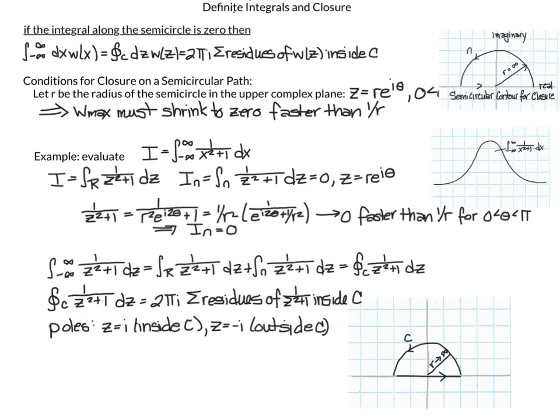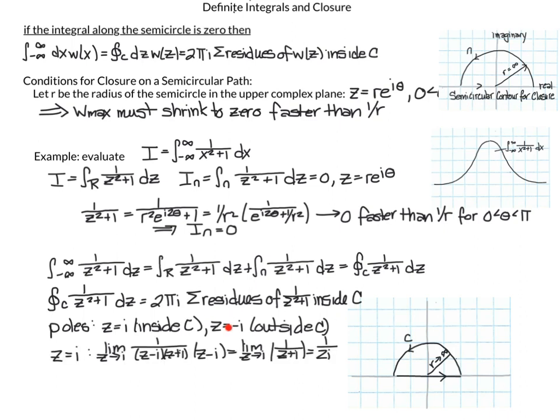Our function w(z), 1 over z squared plus 1, has two poles at z equals i and z equals minus i. So z equals i is inside C, in other words, in the upper complex plane. z equals minus i is in the lower complex plane, so it's outside of our curve, and we won't be needing to bother with this.